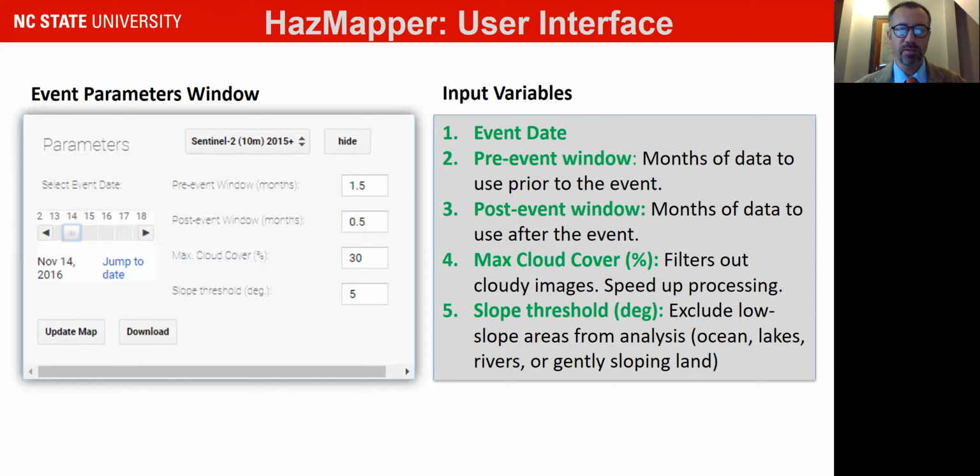The event parameters window is where everything starts. This window is set up for the earthquake in New Zealand, which happened on November 14th, 2016. We're going to choose a pre-event window of 1.5 months and a post-event window of half a month. We can modify the filtering of cloudy images, so we set a threshold for the maximum cloud cover percent, and then a slope threshold to exclude low slope areas from the analysis: oceans, lakes, rivers, and gently sloping land.